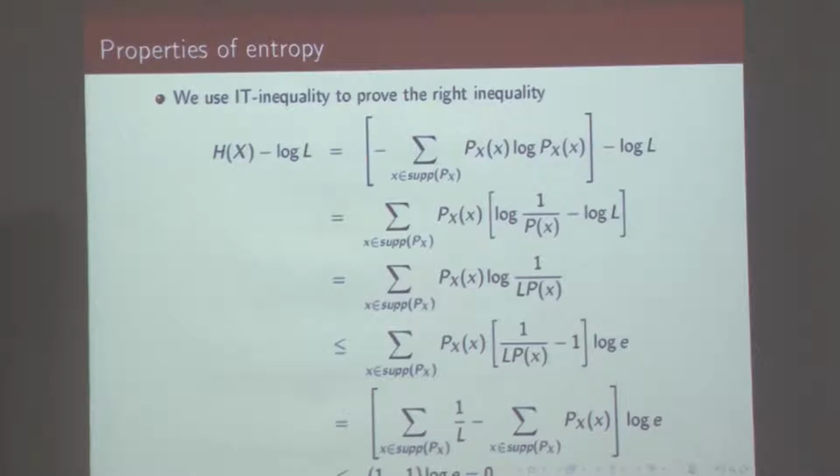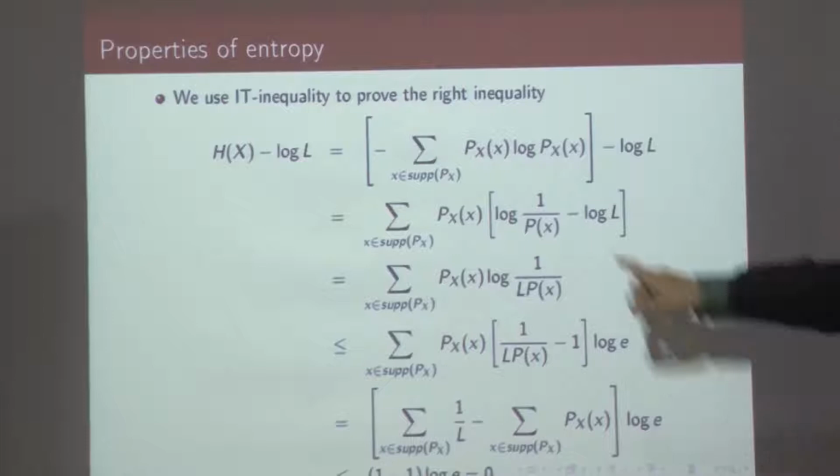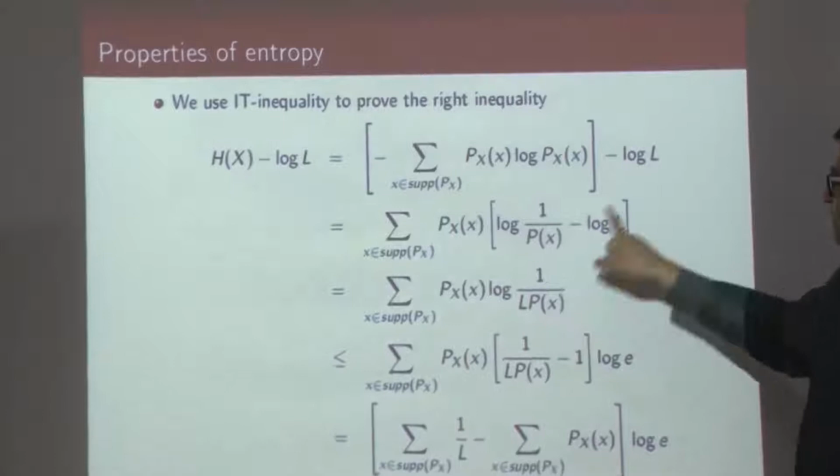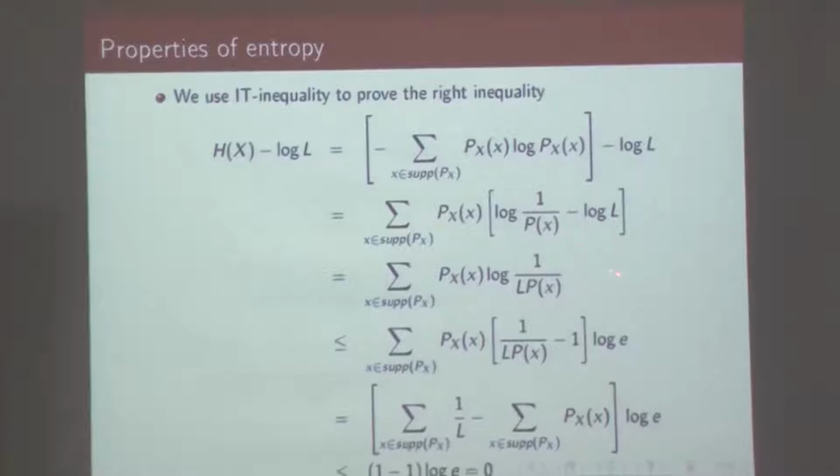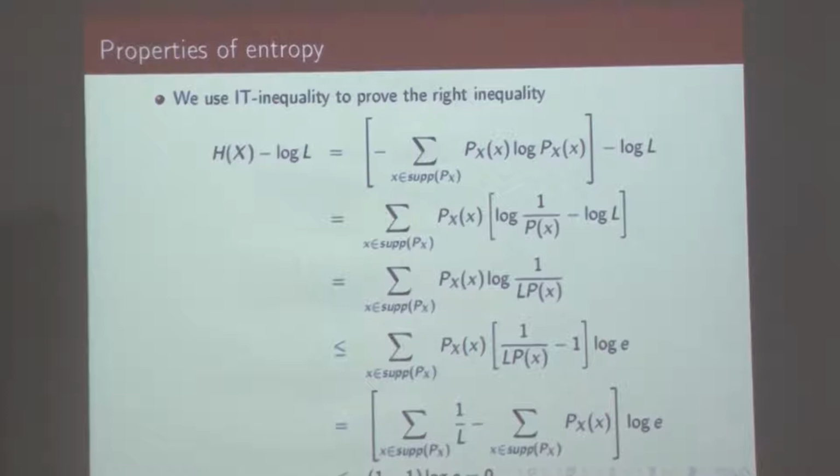Are you with me so far? Now if I take summation p of x common, what I get from here is log of 1 by p of x, and here this was summation p of x log of L, so I get log of L, right? Now this is of the form log A minus log B. This will be log A by B. So if I do that, I get this.